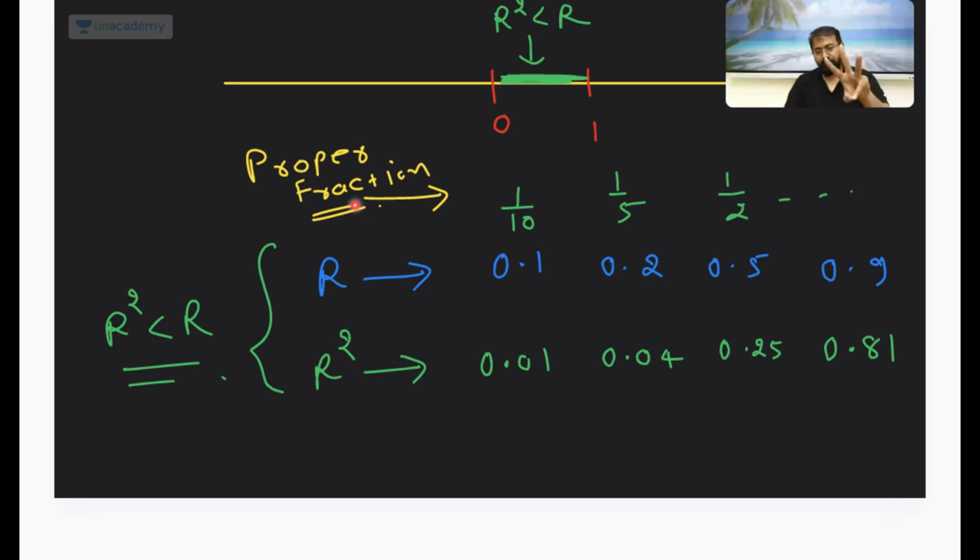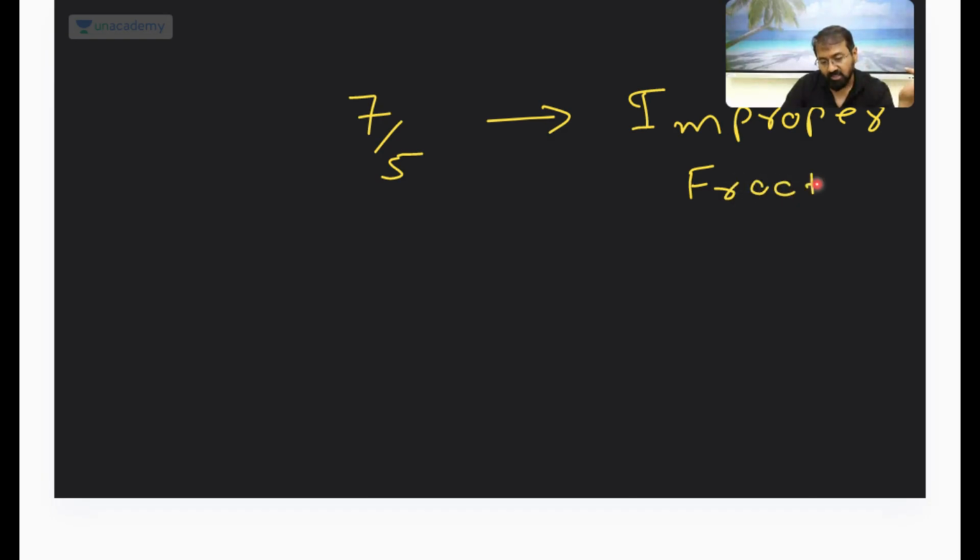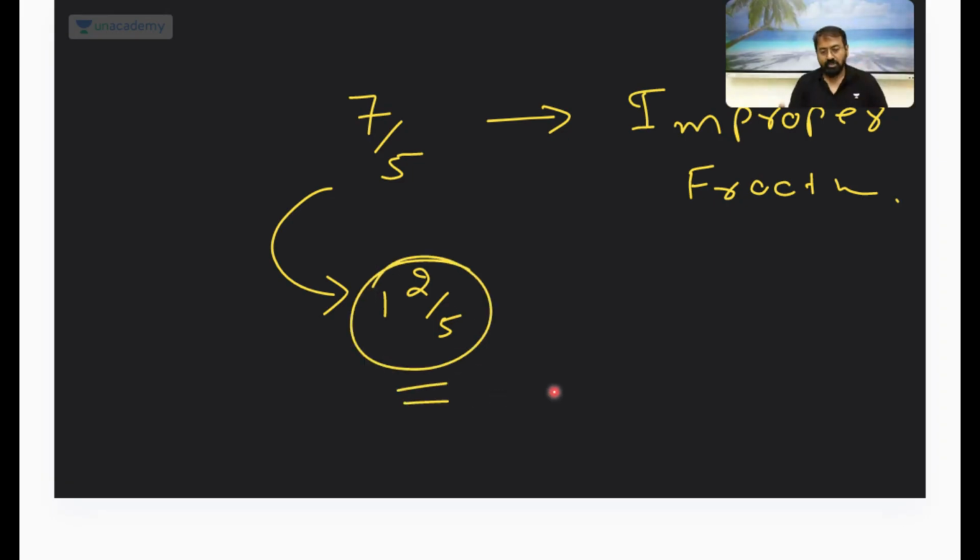There are three types of fractions: proper fraction, improper fraction, and mixed fraction. Proper fraction means fractions whose value is less than 1. Improper fraction means fractions whose value is more than 1. For example, 7 by 5 is an improper fraction. We are going to discuss this during our session tomorrow. And this can be written as 1 and 2 by 5. So this is what exactly we are going to discuss tomorrow.